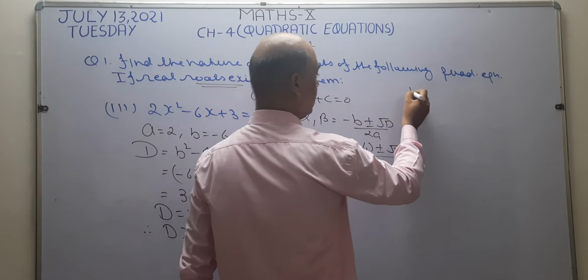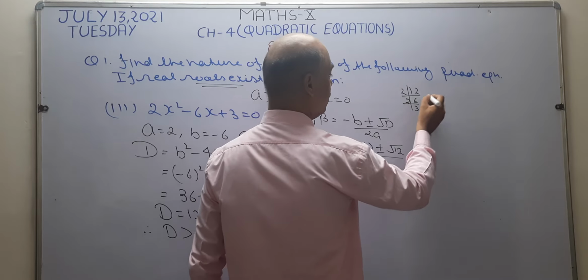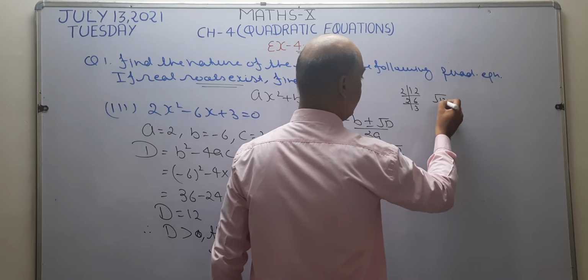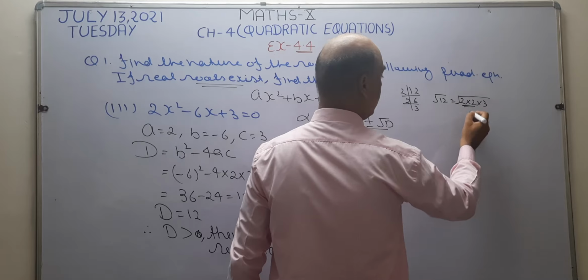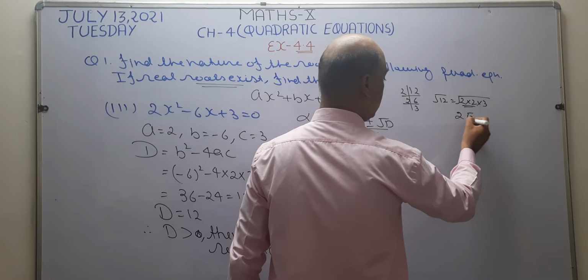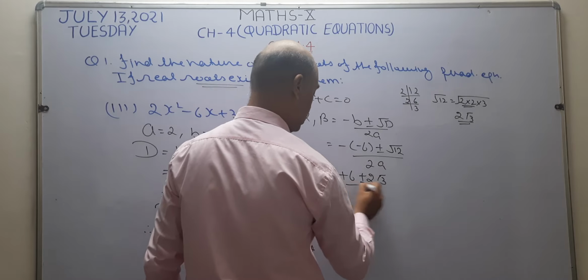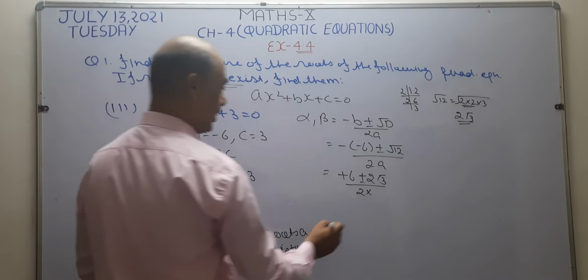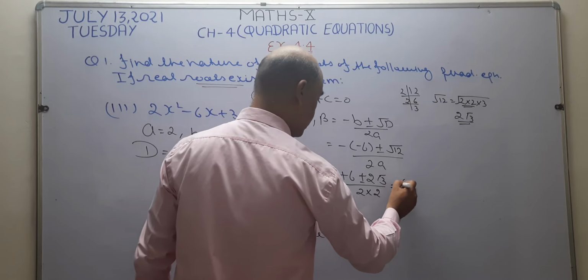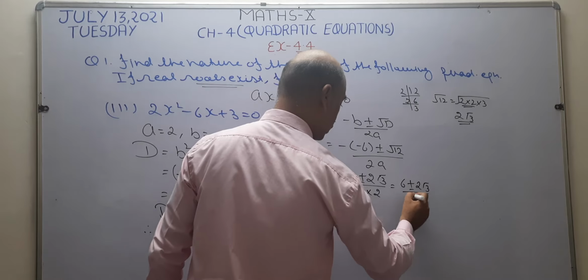I want to factor the 12. 2 6s are 12. 2 3s are 6. So this can be written as 2 into 2 into 3. Now this pair is completed. So this becomes 2 root 3. So instead of root 12, I want to write 2 root 3 upon 2 into a. Value of a is 2. So write here 2. So this becomes 6 plus minus 2 root 3 upon 4.